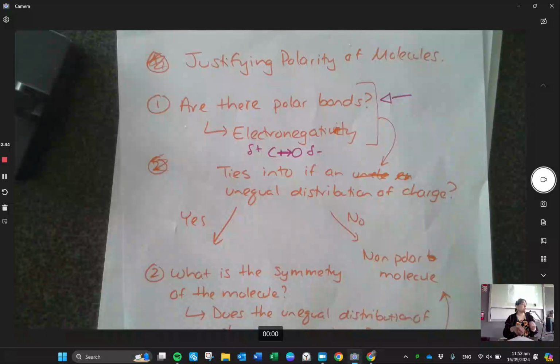So when you are finding the answer, make sure you're referring to the two atoms involved in the bond and which one is the more electronegative one, because then we can use that to build the rest of our answer. Are we okay with that so far?